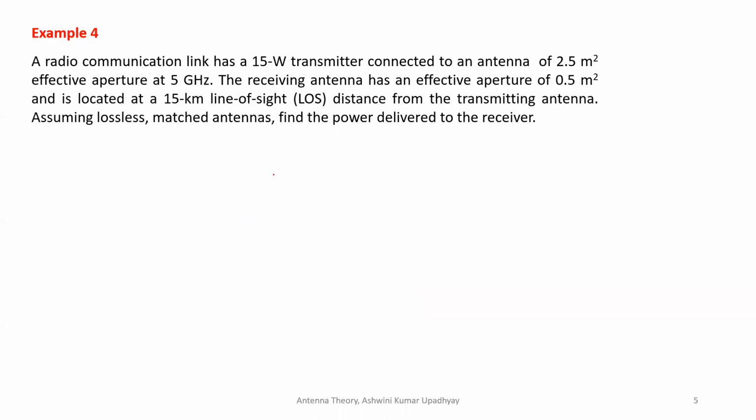So in this example, we are given a radio communication link which has a 15-watt transmitter, which means the power transmitted by this transmitting antenna is 15 watt, and it is connected to an antenna with an effective aperture of 2.5 meter square, and this antenna is operating at 5 gigahertz. Also, the receiver antenna has an effective aperture area of 0.5 meter square and is located at a 15-kilometer line of sight distance from the transmitting antenna.